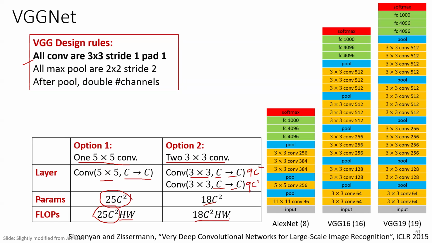So the amount of floating point operations has been drastically reduced while keeping the receptive field the same. And also you are doubling the depth of the network. Therefore, 3 by 3 convolutions are a definite advantage.